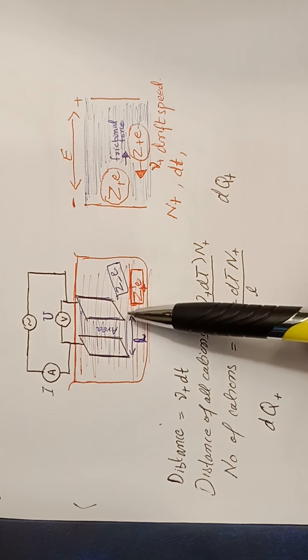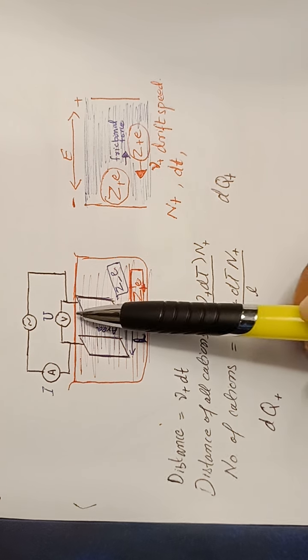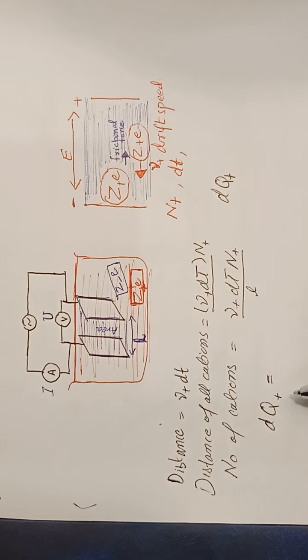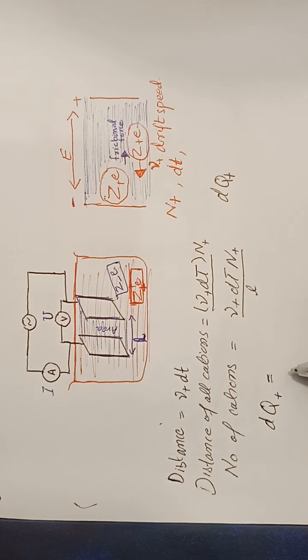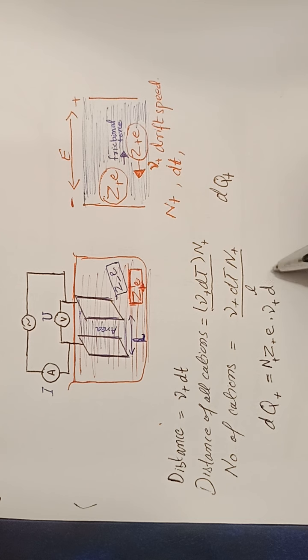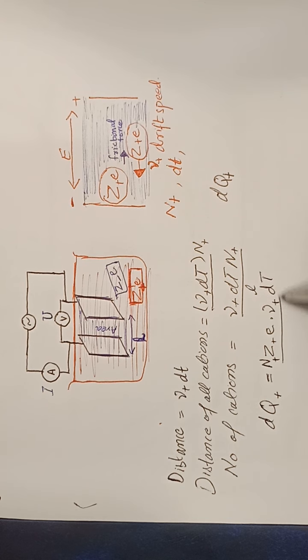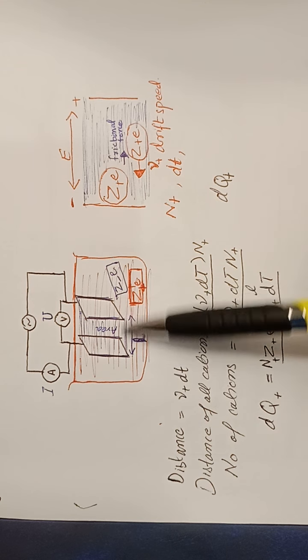So the total positive charge is the charge which is moved from one electrode to the other with the application of the applied potential, moved with drift speed in the respective time duration. That is given as the charge on the positive cation, into the total number of positive ions, into drift speed into time, that is the distance, over the length, which is the separation between two electrodes.